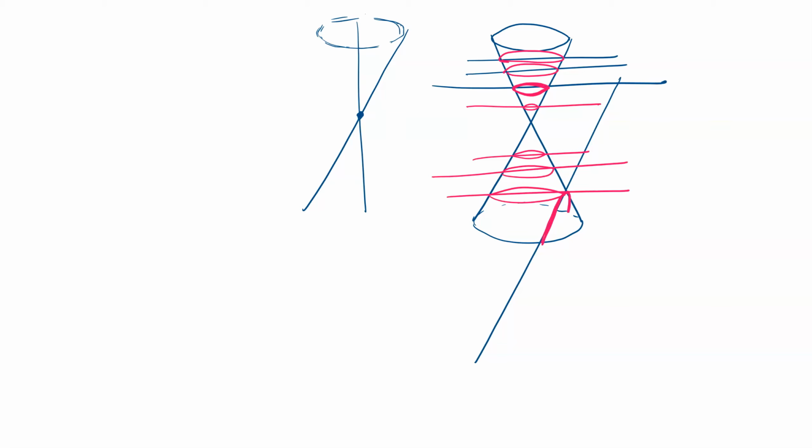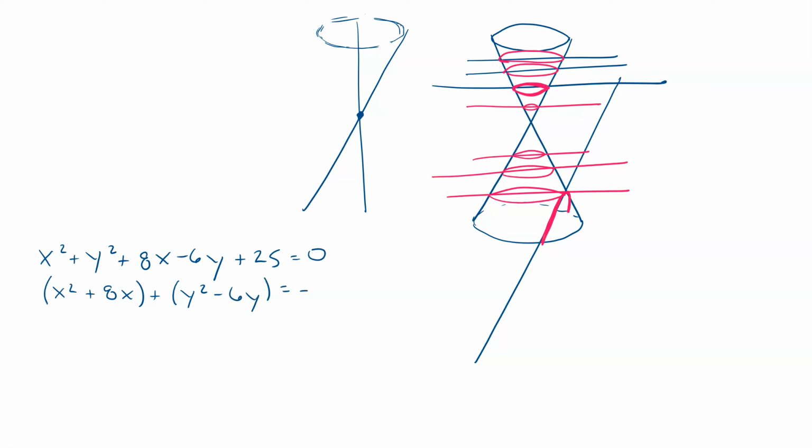Let's look at another problem real quick. If we've got x squared plus y squared plus 8x minus 6y plus 25 equals 0, see how that plays out. You get your x's with your x's, your y's with your y's, your numbers on the other side, and group them. Now I'm going to complete the square. 1/2 of 8 is 4. I'm going to square it, then I'm going to add that to both sides.